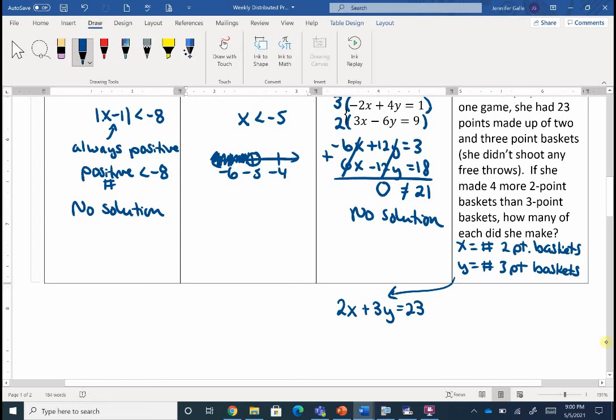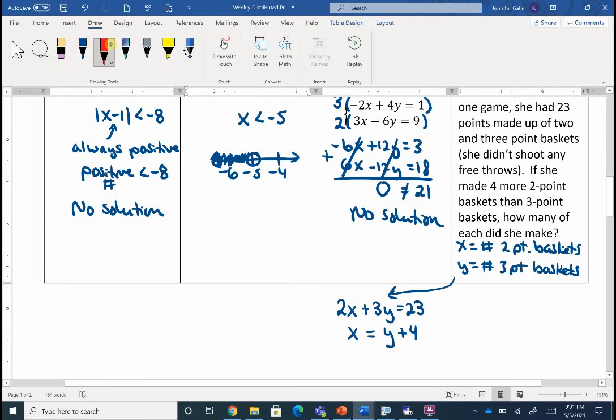So that means her number of 2-point baskets, to get that, it would be her number of 3-point baskets plus an additional 4. So she made 4 more 2-point baskets than 3-point baskets. So her number of 2-point baskets would equal her number of 3-point baskets plus 4. This system is conveniently set up for substitution.